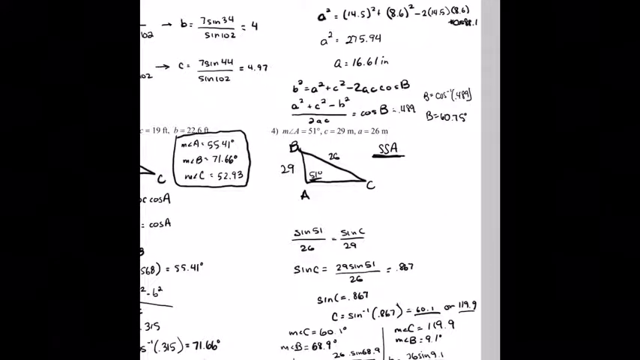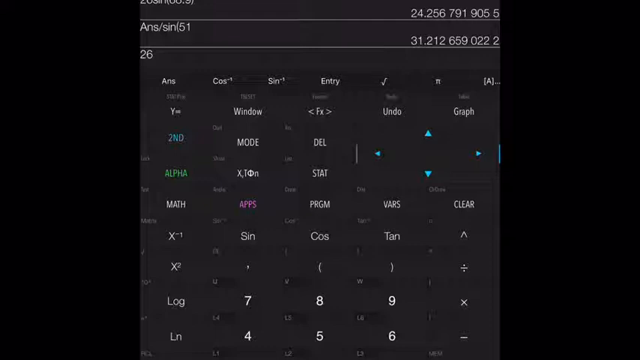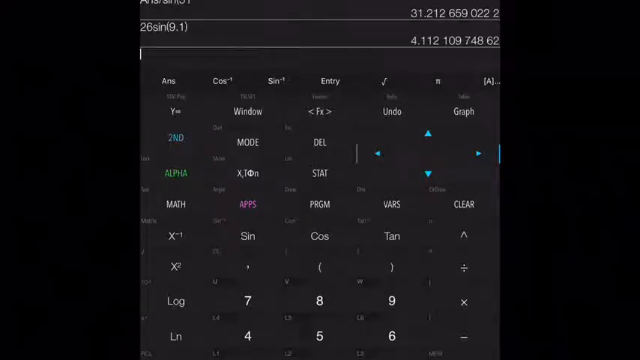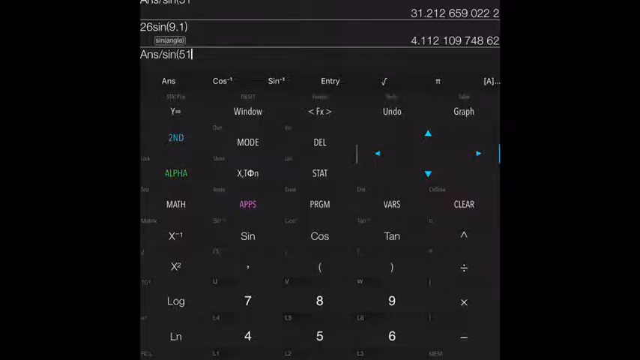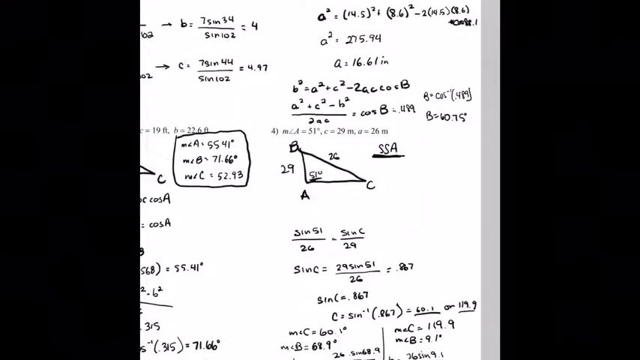That would be meters, or 26 times the sine of 9.1 divided by the sine of 51 is 5.29 meters.